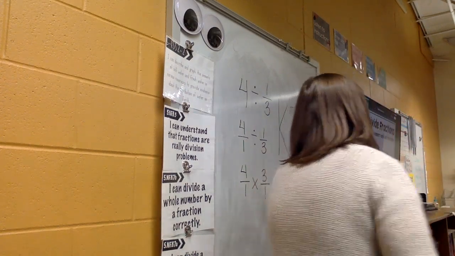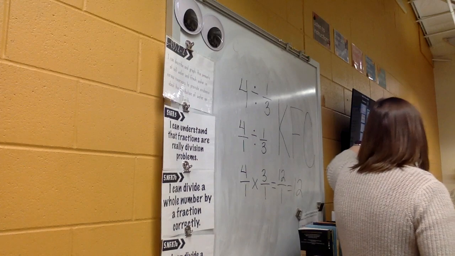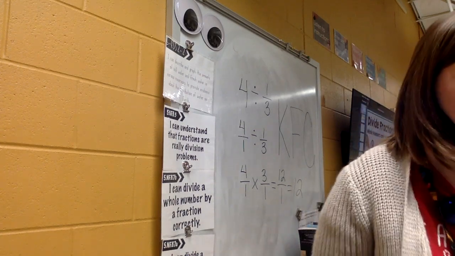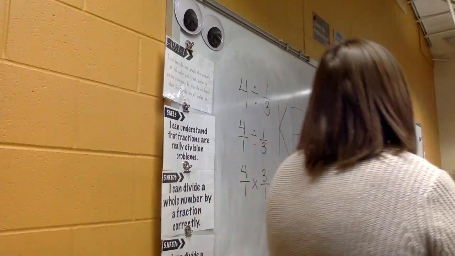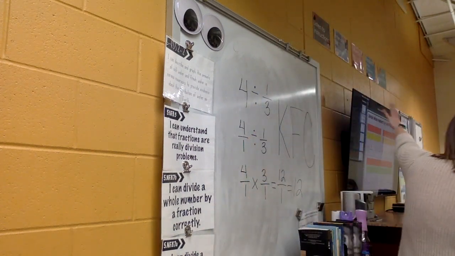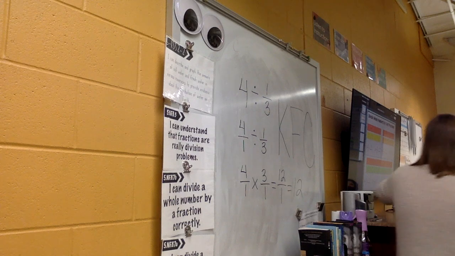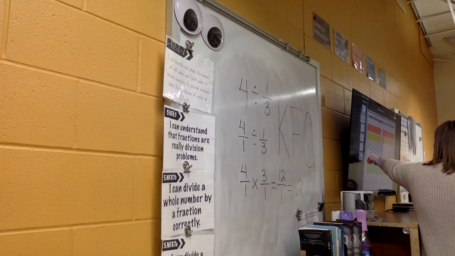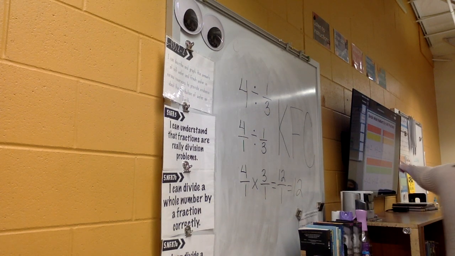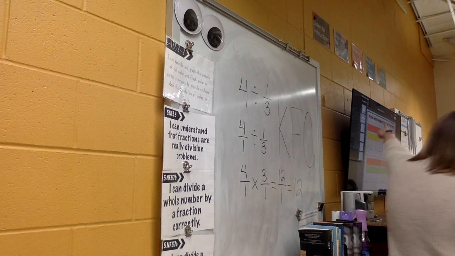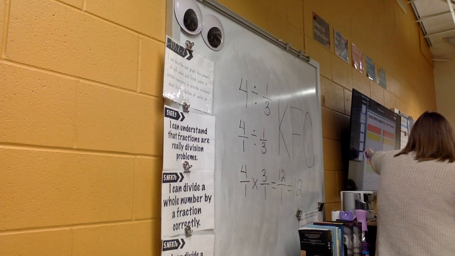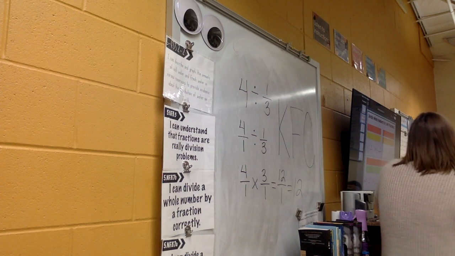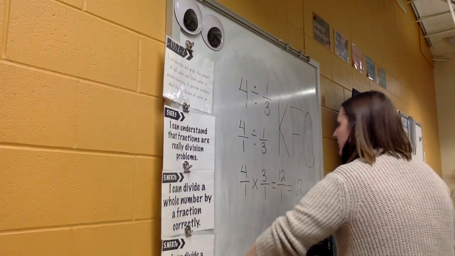Okay, so let's go over some of your slides so you know what's going on. Now here we have some pictures. We have 1 divided by 1/2 and 2 divided by 1/2. This red part right here goes with this first one. I'll write this up here.